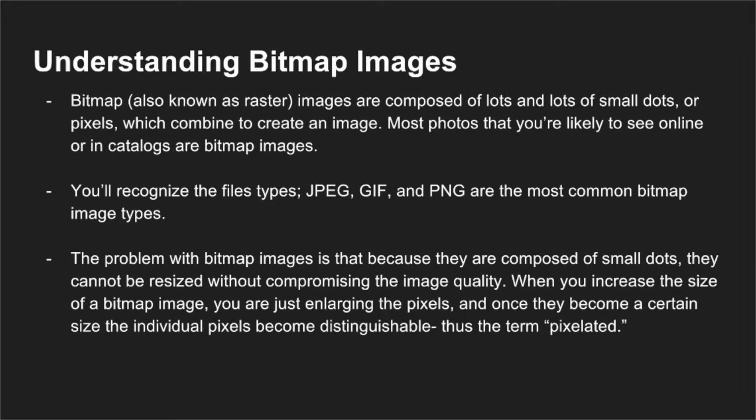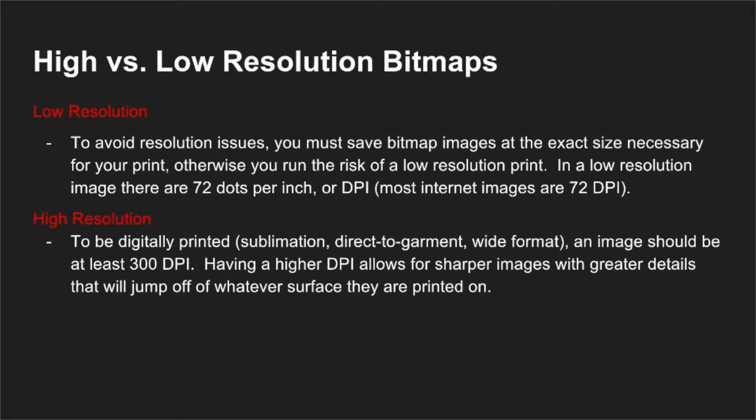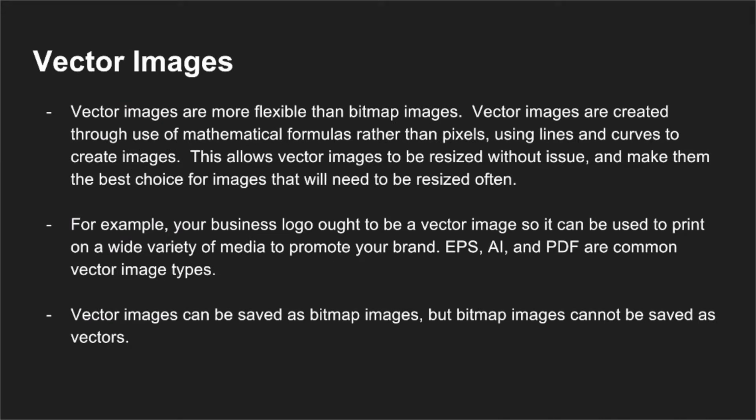A bitmap image uses pixels, essentially dots, to create an image. Bitmap images are good for changing colors and so forth, but they're not great for other things like screen printing. What we really want to work with are vector images. A vector does not use pixels to create an image. A vector uses lines and curves.